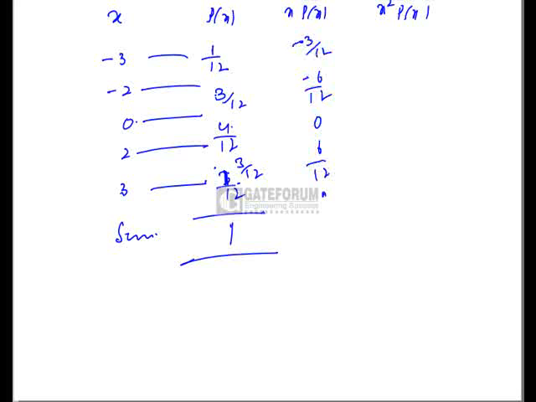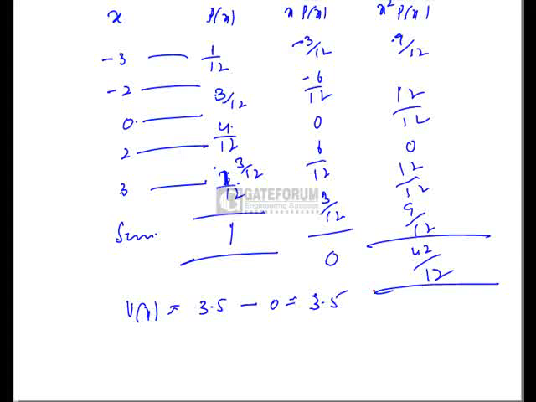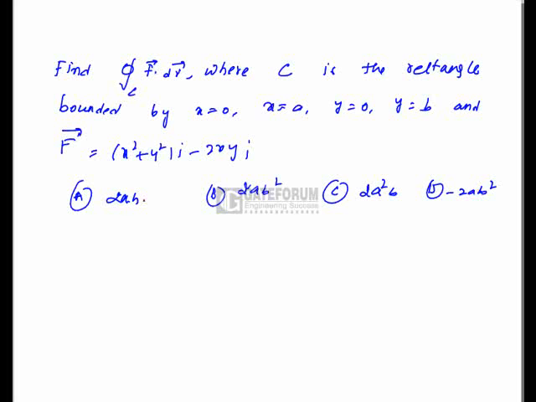Similarly, x into p of x: minus 3 by 12, minus 6 by 12, 0, 6 by 12, 3 by 12. If I add this, sum is nothing but 0. Similarly, x square into p of x: 9 by 12, 12 by 12, 0, 12 by 12, 9 by 12, and 42 by 12 will be their sum. Now, V of x is nothing but 3.5 minus 0, because the mean is 0, which is 3.5. So the option is C.